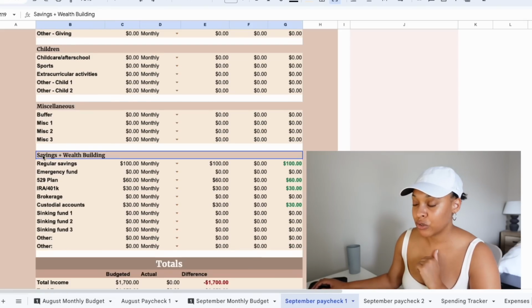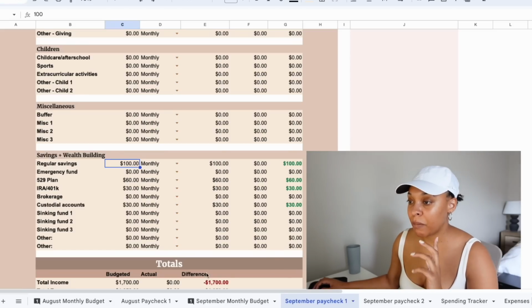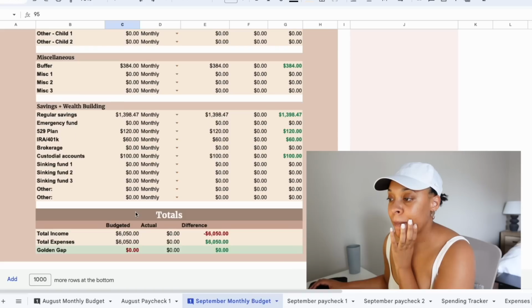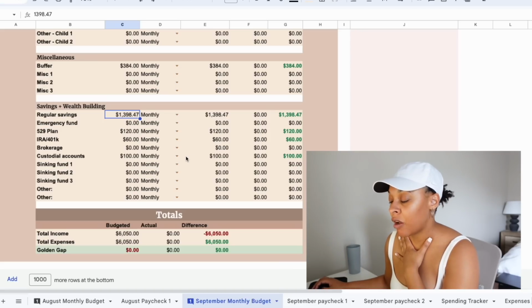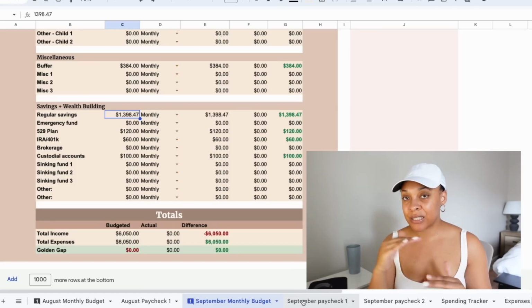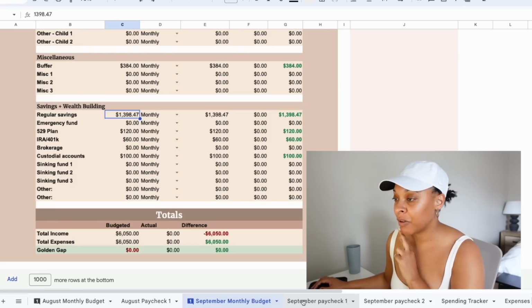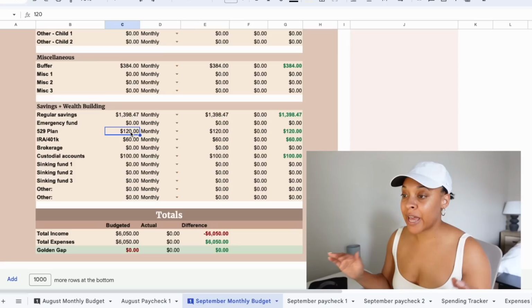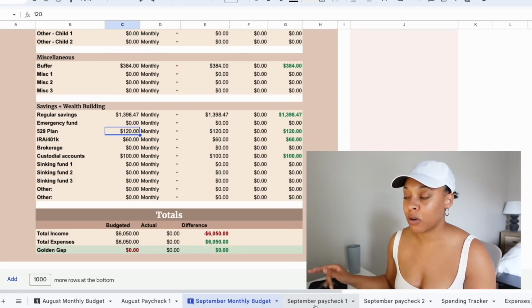So I send $100 per paycheck right now to savings. For the month of September, I do plan to send a total of nearly $1,400, and obviously a lot of that is coming from the extra income. So as far as how I have my paycheck set up right now, it's just $100 per paycheck, so $200 a month coming from my 9-to-5 over to my savings. $529, that is set up from my paycheck. It goes directly from my paycheck to my daughter's $529.